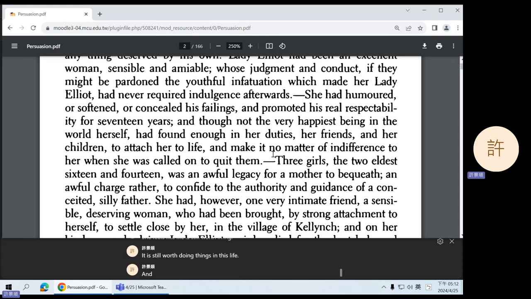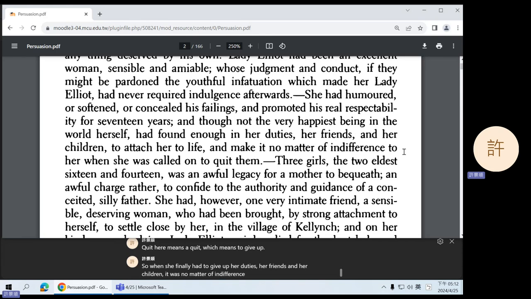And make it no matter of indifference to her when she was called on to quit them. Quit here means acquit, which means to give up. So when she finally had to give up her duties, her friends, and her children, it was no matter of indifference. 并不是蛮不在乎. So she did care.